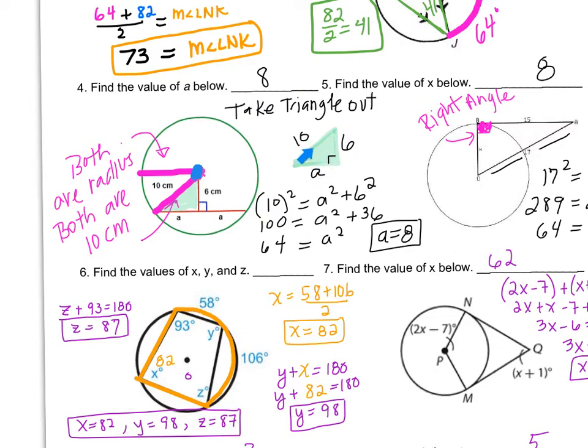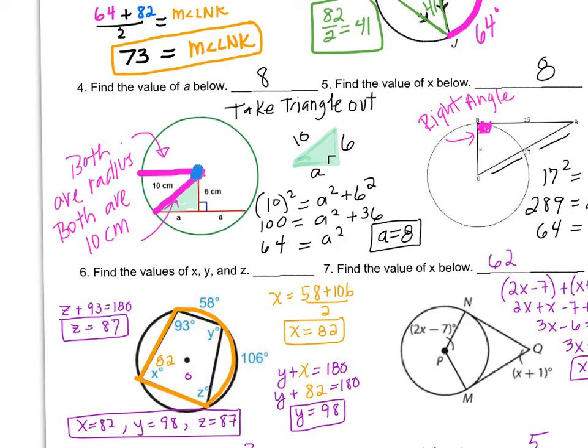Across from the 90 is the 10, so it turns into 100 when I square it. And then I have A squared and 6 squared, which is 36. If I subtract the 36, I'm going to get 64, and I have A squared. If I take the square root on both sides, A is equal to 8. So my answer is 8.